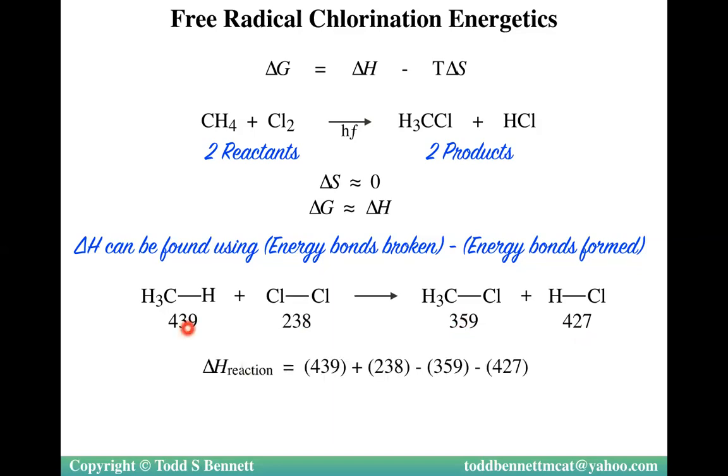So delta H reaction, 439 plus 338, minus 359, minus 427. Combining it, we get 677 minus 786. So negative 109 kilojoules per mole. I'm going to hang on to that number in my mind. That's a pretty decent amount of energy per reaction.